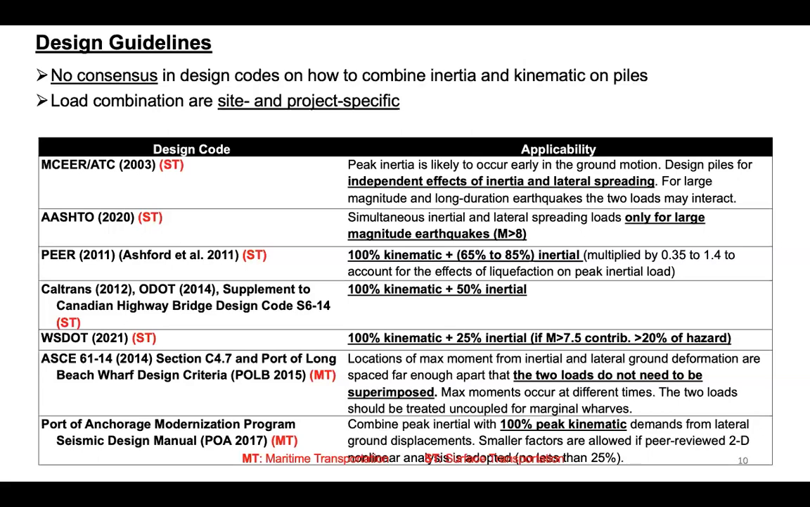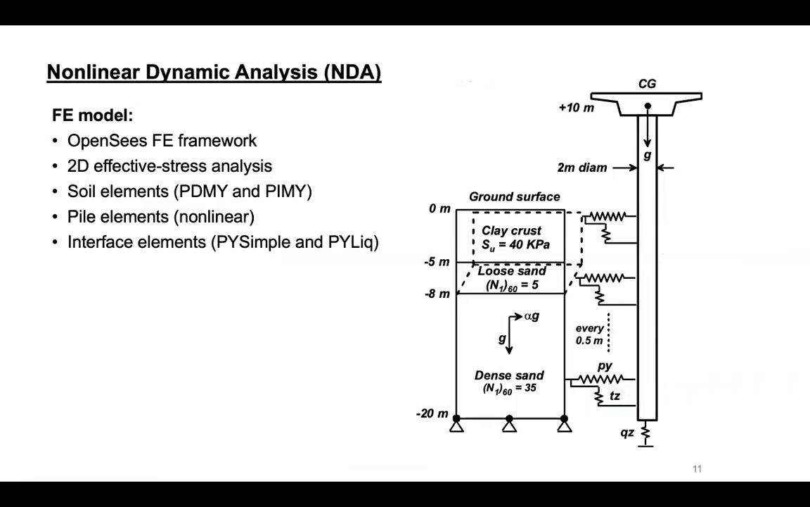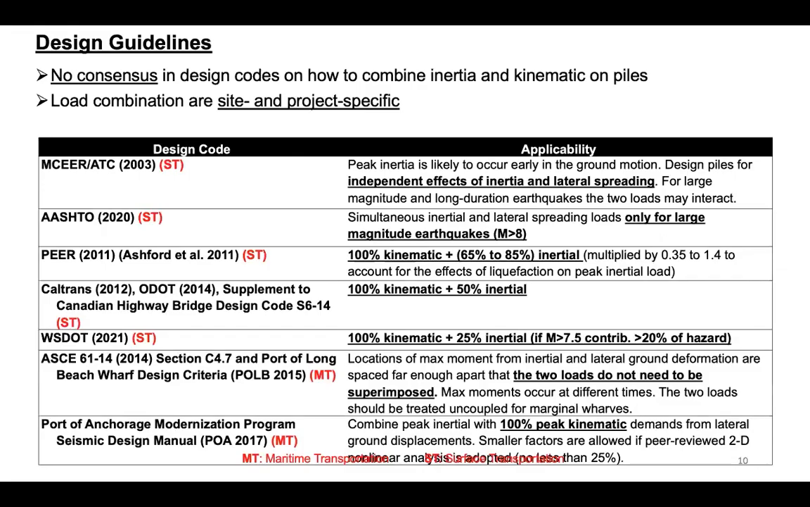So here is a summary of design guidelines on this issue. You see examples of surface transportation, highway bridges, design codes, and also marine transportation agencies on design of ports and wharfs. The MCEER/ATC 2003 design guideline was one of the first documents that addressed this issue. They recommended independent effect of inertia and lateral spreading, although they did mention that for large magnitude and long duration earthquakes, the two loads may interact.